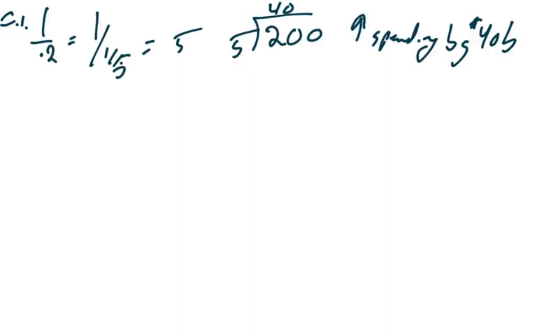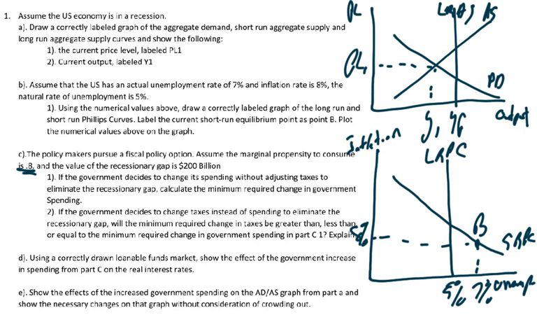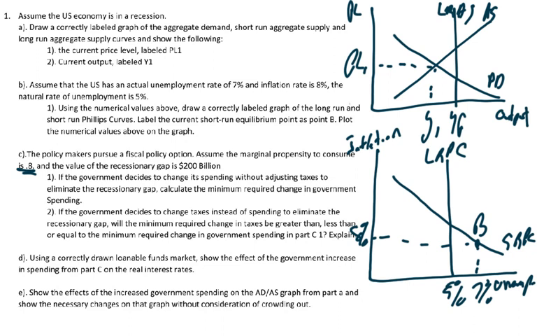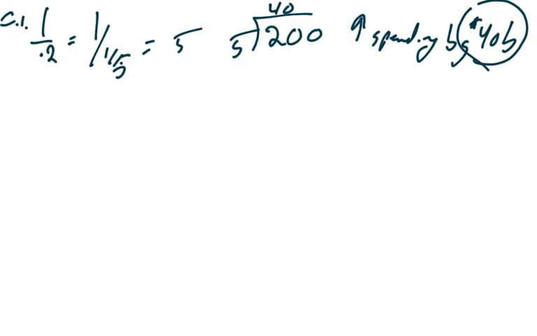And C2 says if the government decides to change taxes instead of spending to eliminate the recessionary gap, will the minimum required change in taxes be greater than, less than, or equal to the minimum change in government spending in Part C1? Explain. So in Part C1, we're told we're going to have to increase spending by $40 billion. And they're asking us if we change taxes instead, is it going to be the same, less, or more than 40 billion that they're going to have to reduce taxes by?